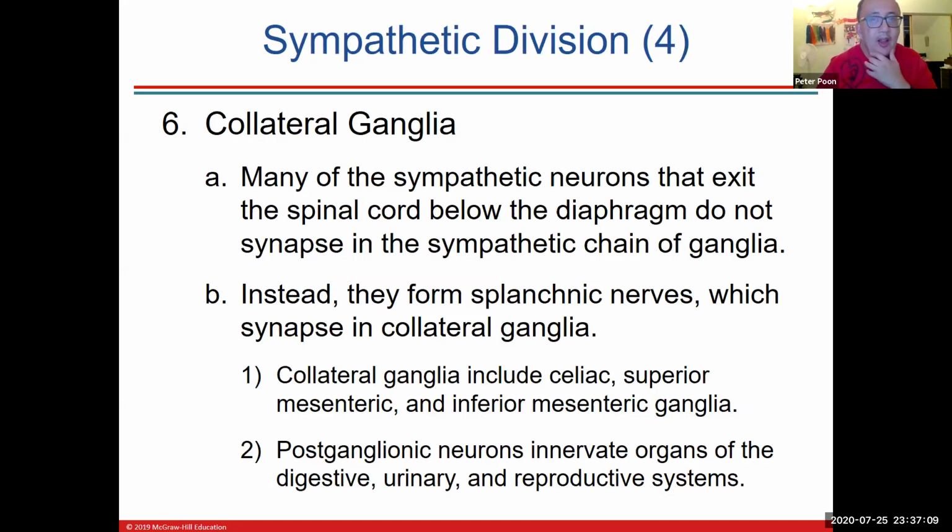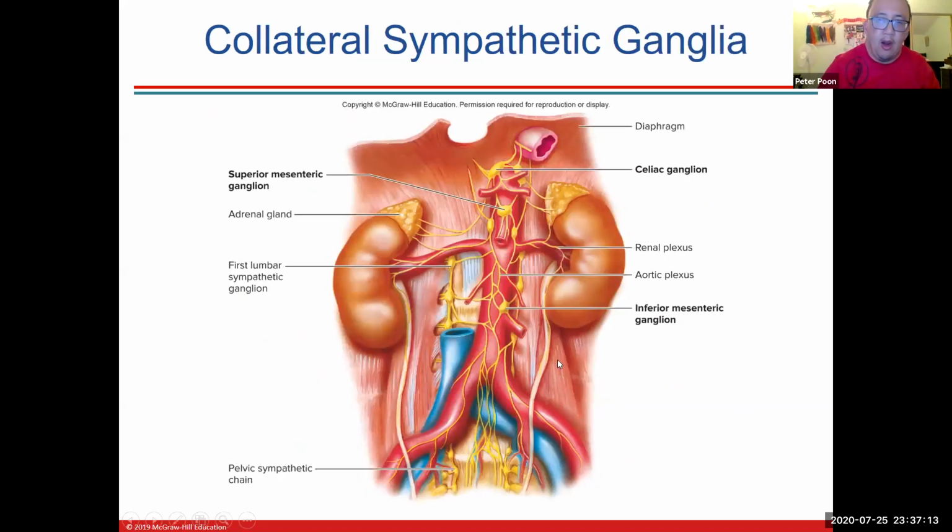The collateral ganglia, they come off the chain. So here they all are.